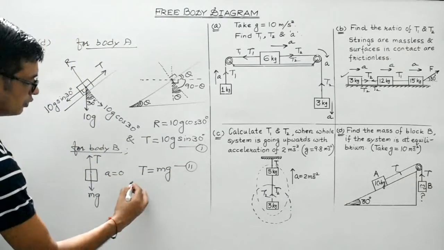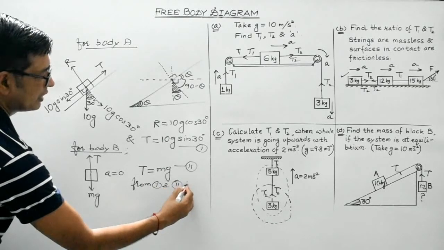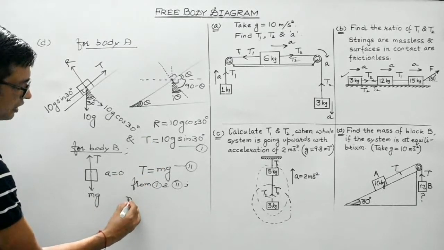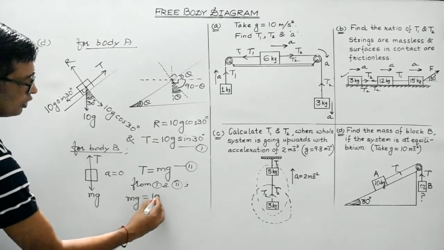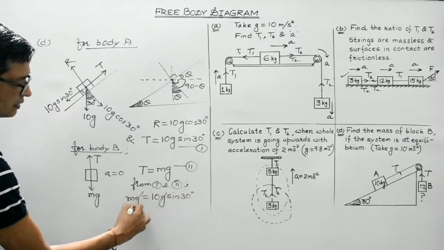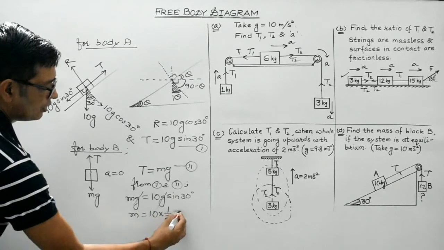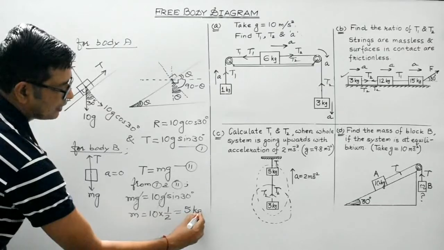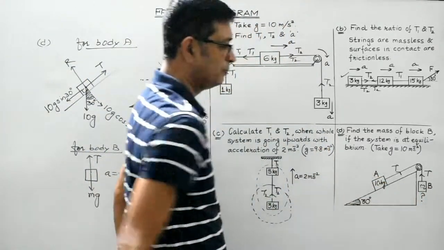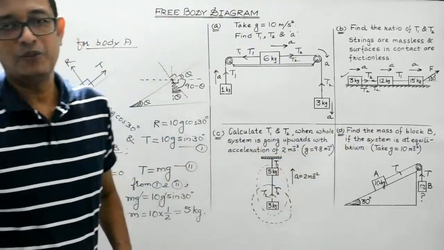Now make use of these two. From 1 and 2, we get, substituting this value of T as mg over here, mg is equal to 10g sin 30. So g gets cancelled. So m would be equal to 10 into sin 30, which is half. So it will be equal to 5 kg. So students, in the last question, the mass of block B must be 5 kg for the bodies to be at equilibrium. Right?